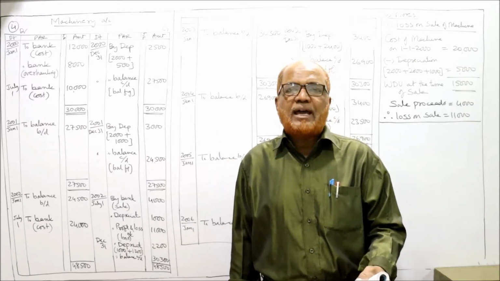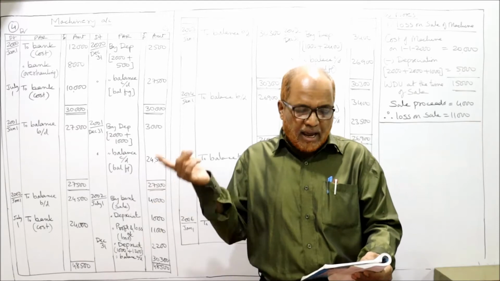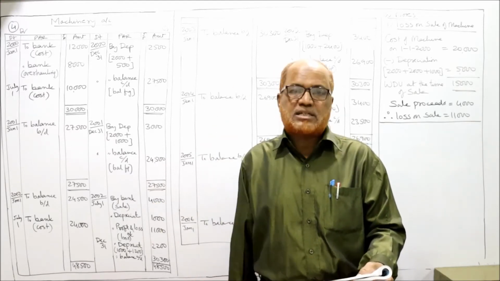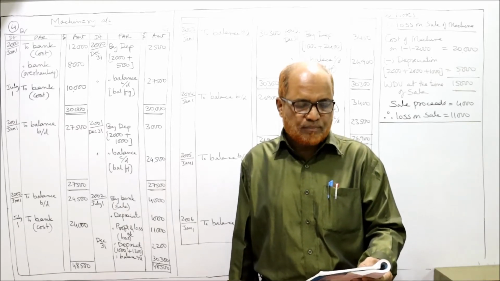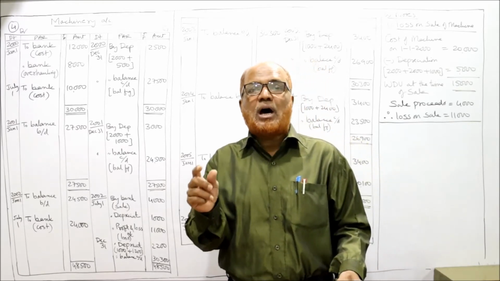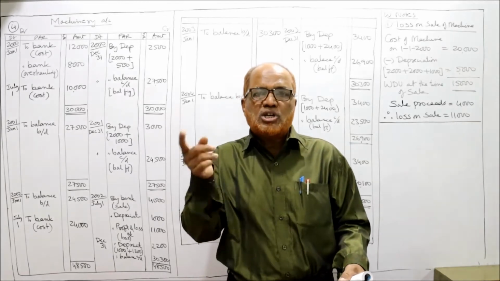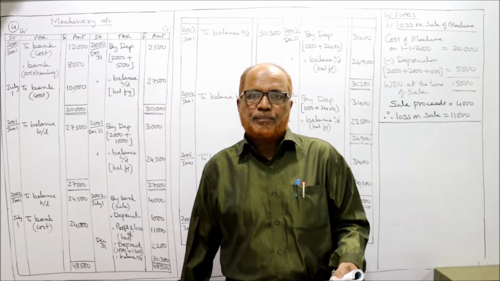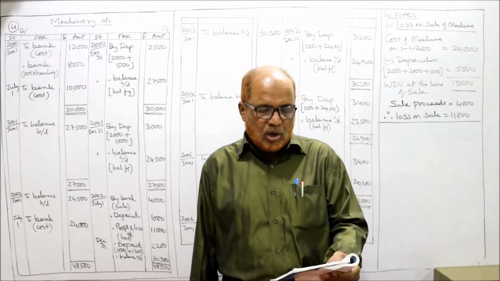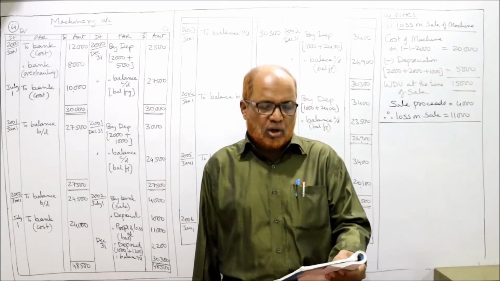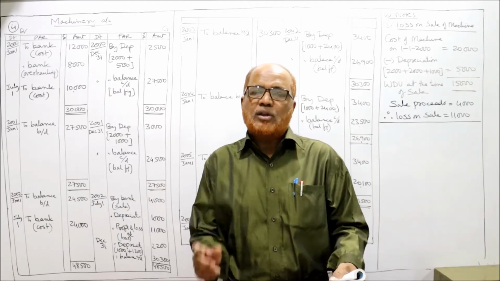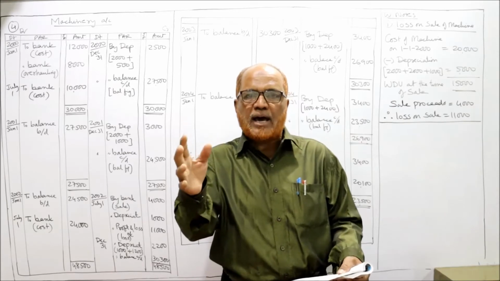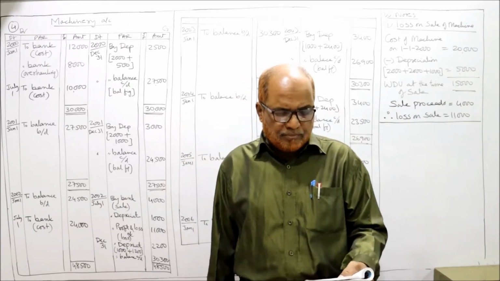On 1st July 2002, the machinery acquired on 1st January 2000, having become obsolete, was sold for Rs 4,000. On 1st July 2002, the first machine was sold away at Rs 4,000. On the same date, another machine was purchased at a cost of Rs 24,000. On the same date, 1st July 2002, one machine was sold and another machine was purchased.